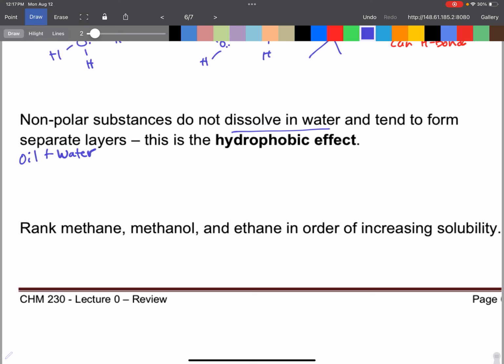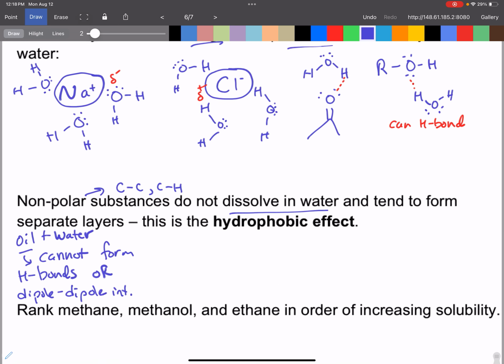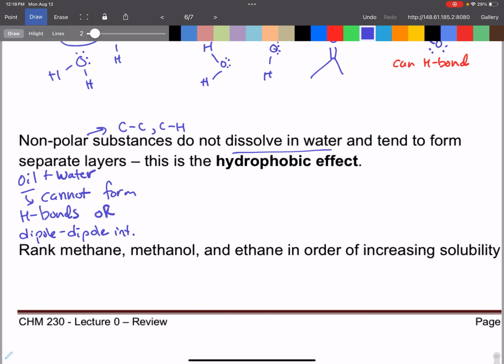So the key thing here is that something like oil cannot form hydrogen bonds or dipole interactions. And the reason they're nonpolar is because we're talking about things that have lots of CC or CH bonds, and those just aren't very polar at all. And so that's why these aren't going to be able to engage in those interactions like we showed up here with the polar substances or the charged substances.